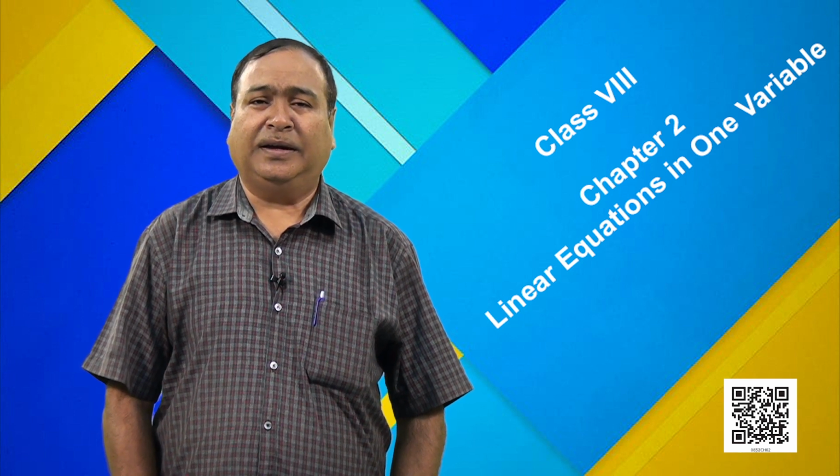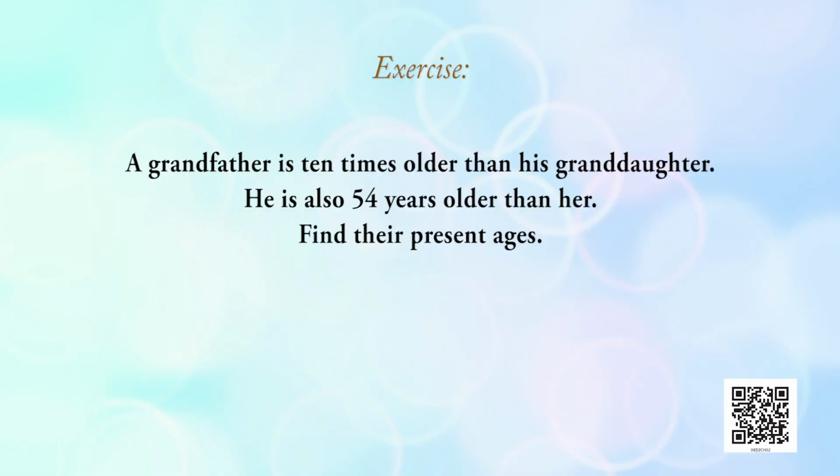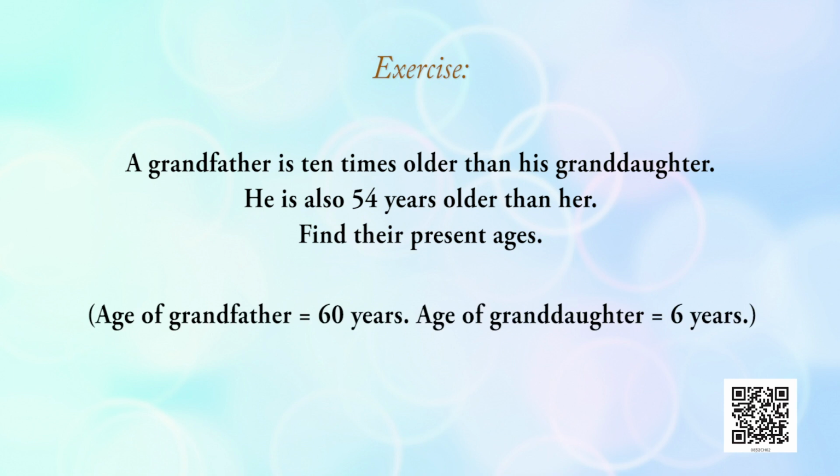Similarly, you can try and solve the following problem also as an exercise. The problem is like this: a grandfather is 10 times older than his granddaughter. He is also 54 years older than her. Then find their present ages. For your reference, I am giving the answer also. The age of the grandfather is 60 years and the age of the granddaughter is 6 years. Apply the above method and find out these two values.